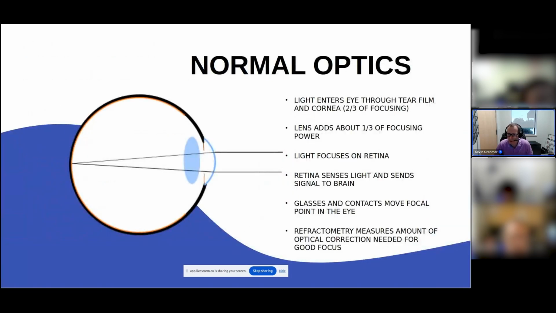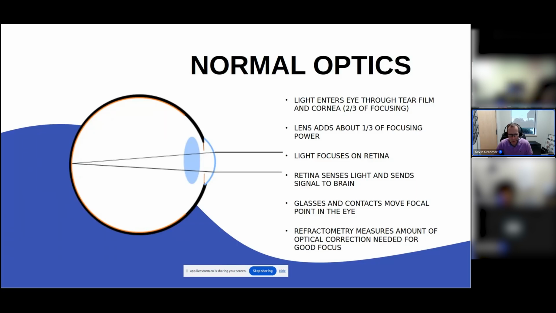So for normal optics, the light comes in. This is light that's parallel rays. Imagine light coming from a distant star. The light rays are parallel. They come in and hit the tear film. They get bent about 2/3 of the way through the tear film, and then another 1/3 of the way through the lens. And ideally, they focus to a point on the retina so that the star that you're looking at looks like a point of light. And then the retina senses the light and sends the signal to the brain.